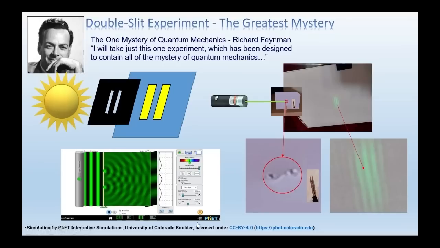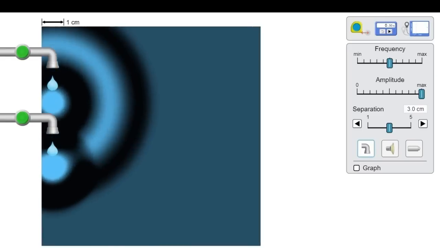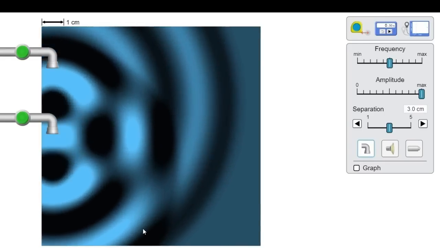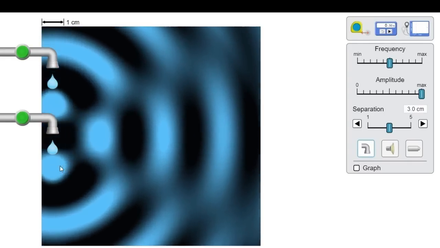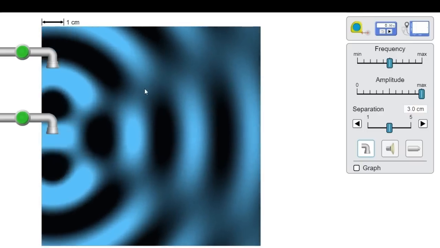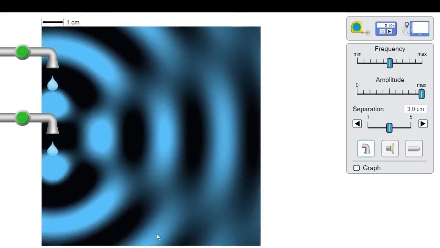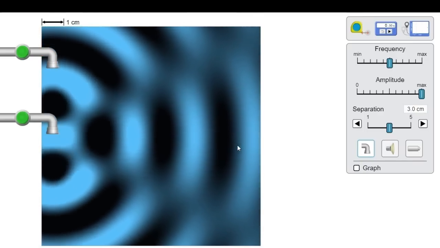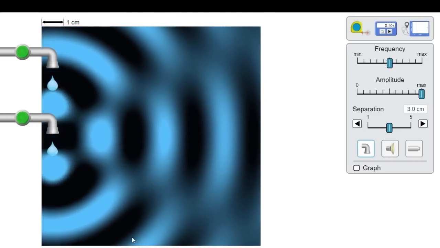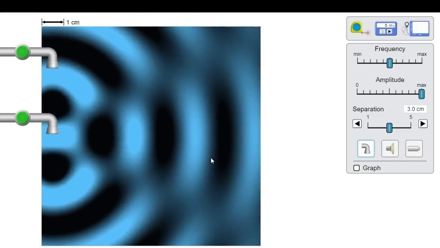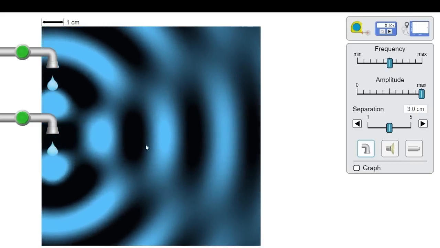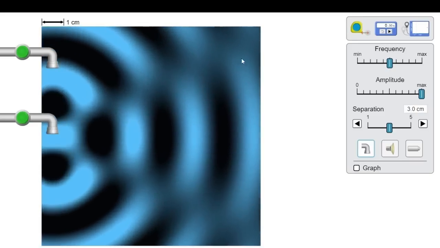To illustrate this, I found an excellent simulation online created by the University of Colorado. I want to express my gratitude to them for making it available. First, we see that when we generate waves from two sources in a pool, the waves cause interference. When a wave crest meets another wave crest, they reinforce each other. If a wave trough meets another wave trough, the result is also a trough. Finally, when a wave trough meets a wave crest, they cancel each other out.